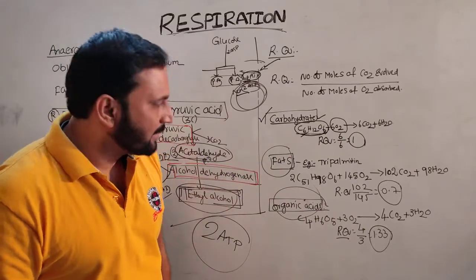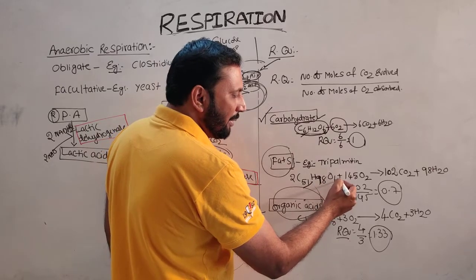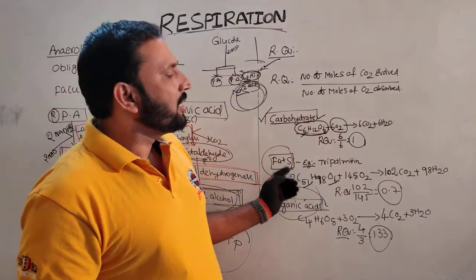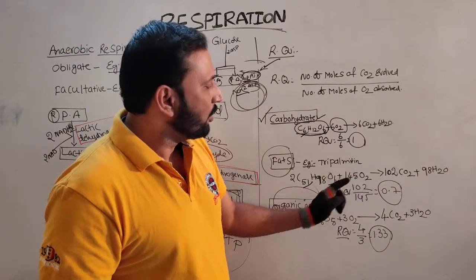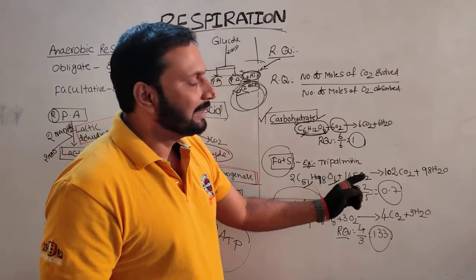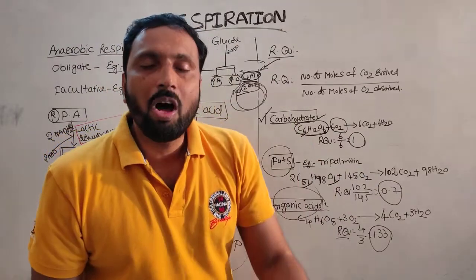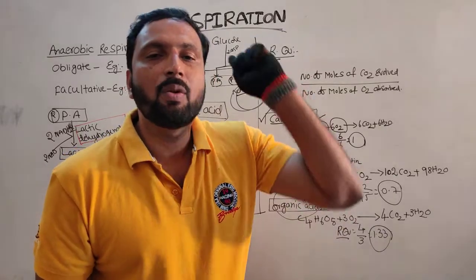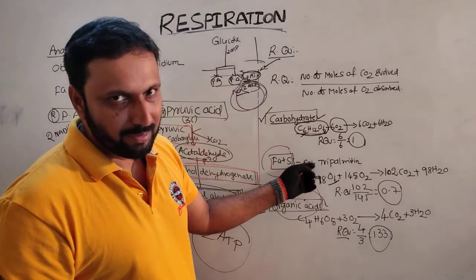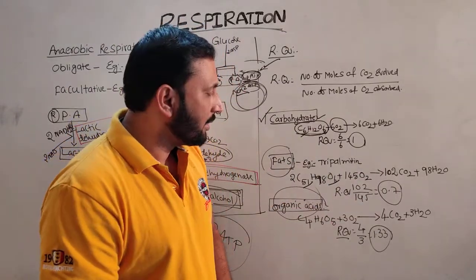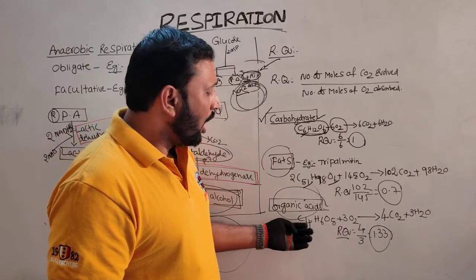Whereas when you go to fats, you observe here the carbon number is 51 and the oxygen number is 6. So for oxidation, more oxygens are required. That is why the respiratory quotient is less than 1. When more oxygens are required for oxidation, the respiratory quotient is always less than 1. So in fats it is less than 1, for example tripalmitin.